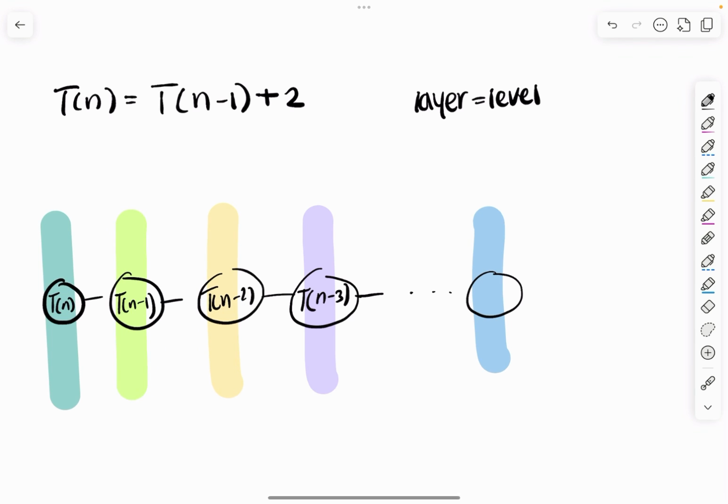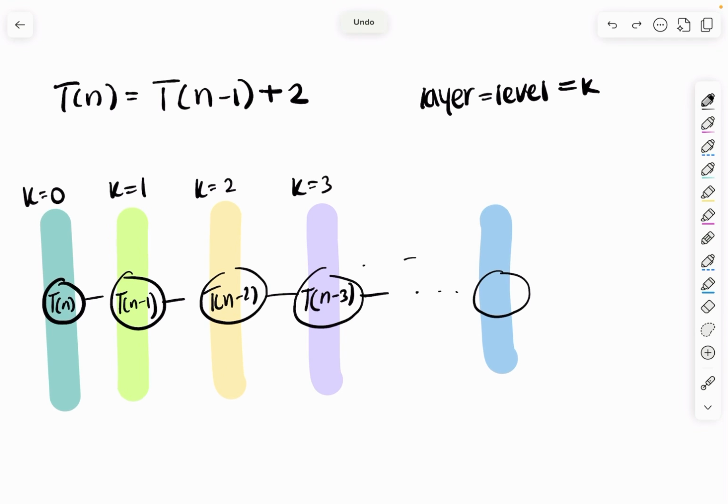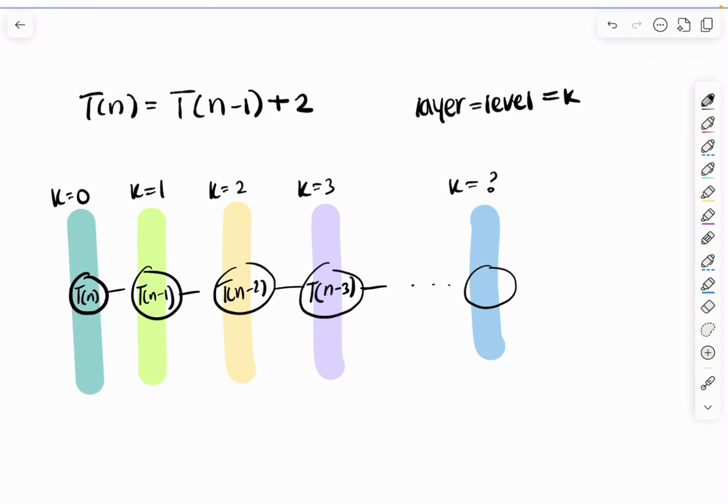So that's what we're dealing with so far. And I like to label these. I like to call them K. So this would be layer 0. K is equal to 1, layer 1. K is equal to 2, layer 2. K is equal to 3. And then at some point, we're going to have a last layer, and that's going to be K is equal to, well, you could say the kth layer, but we want to find out what that K is actually going to be, and we're going to find out in a second.